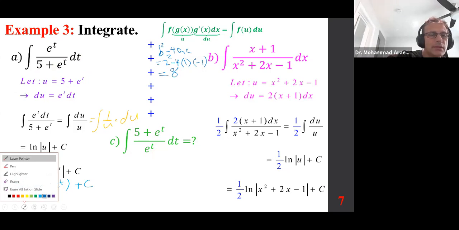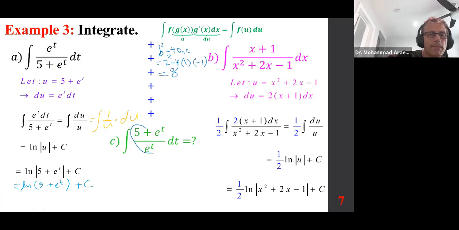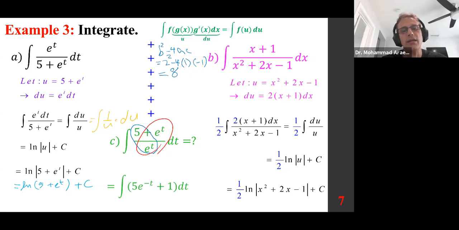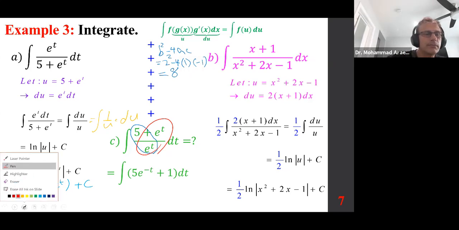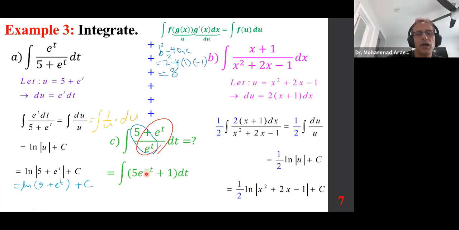And in this case, if I cut it into 2 fractions, the first one becomes 5 e to the power of negative t, and the second one becomes 1. I don't need a substitution. I divide by negative 1, which becomes minus 5 e to the power of negative t plus 1. Because it's dt, 1 gives me t and a constant, and we are done.